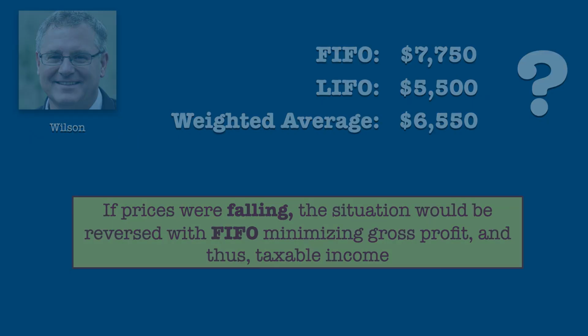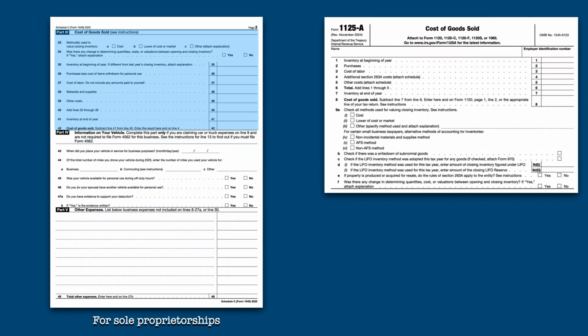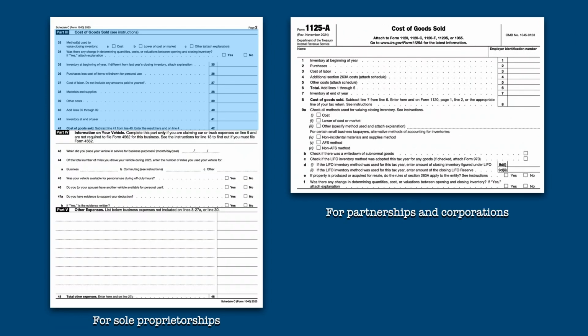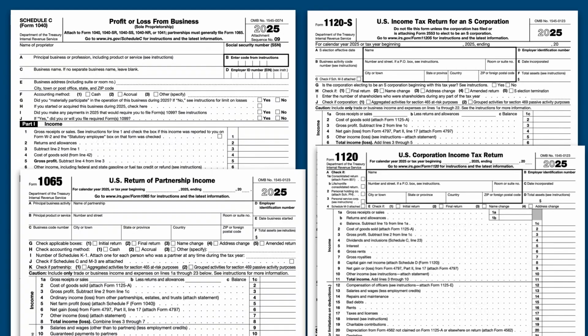So all that being said, how and where is cost of goods sold reported on a tax return? Cost of goods sold is calculated in Part 3 of a Schedule C and on Form 1125A for partnership and corporation tax returns. Once calculated, cost of goods sold is reported on Line 4 of Schedule C and Line 2 of Forms 1065, 1120S, and 1120.